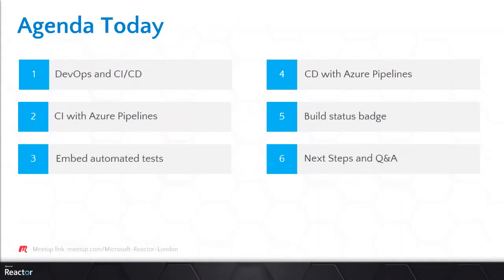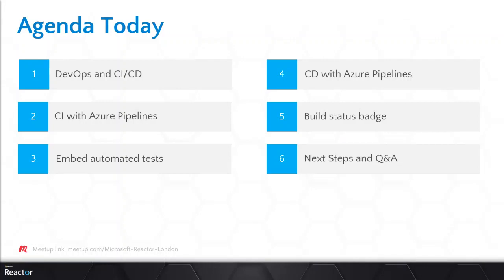Okay, so the agenda today. We are going to cover DevOps, that's the primary thing. Along with DevOps, we'll cover what CI/CD is, continuous integration and continuous deployment. After understanding the basics of CI/CD, we'll move to the second topic, CI with Azure Pipelines, and how Azure Pipelines help us with continuous integration. We'll see how to embed our automated tests when we set up that continuous integration pipeline. Then we'll move towards how continuous deployment can be achieved with Azure Pipelines.